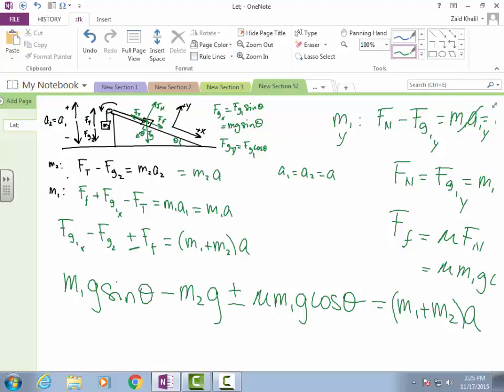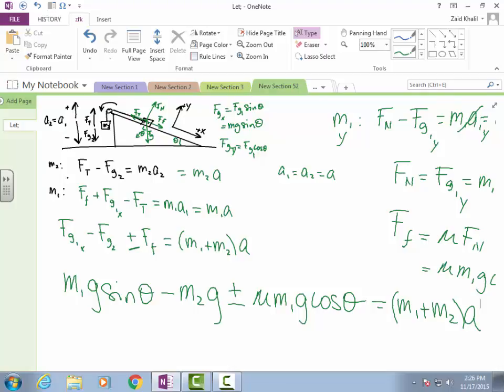So now we need to actually assess the reasonability of this. To assess the reasonability, we have to look at limiting cases. And what are the two limiting cases of this apparatus? The one limiting case is where theta equals 0. When theta equals 0, what apparatus should it reduce to? Table Atwood, right? So let's investigate theta equals 0.